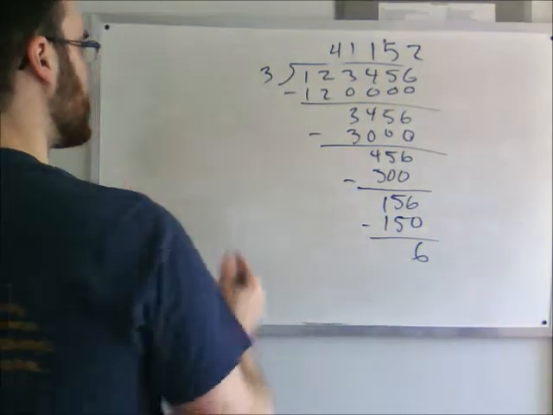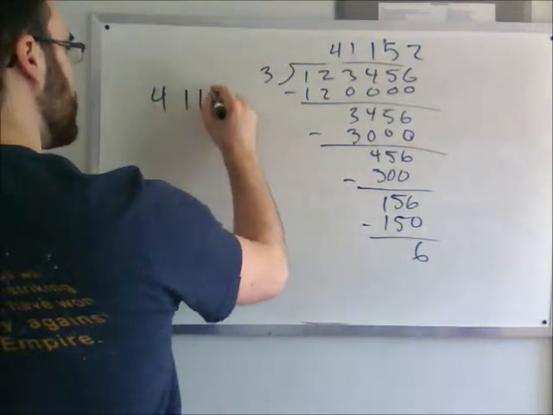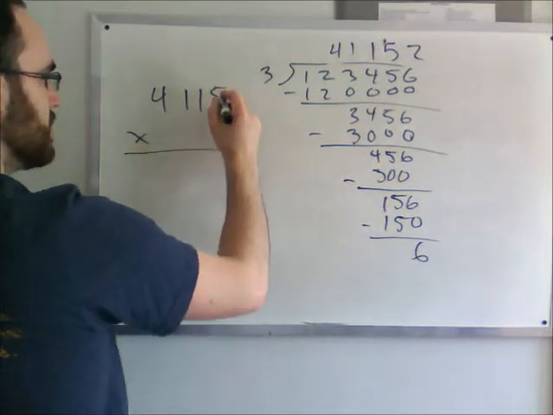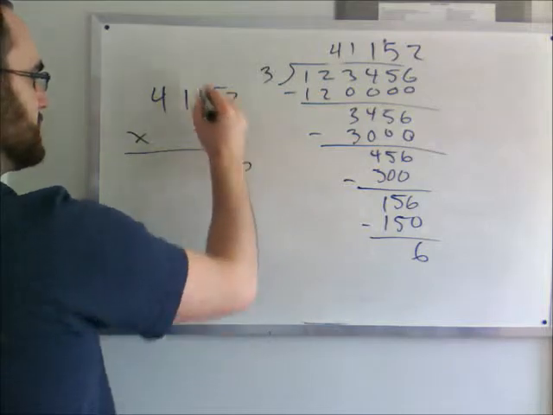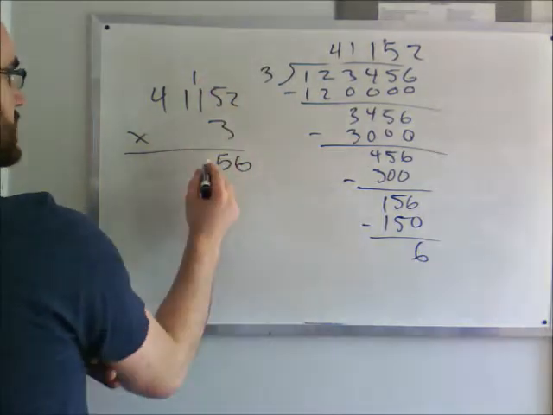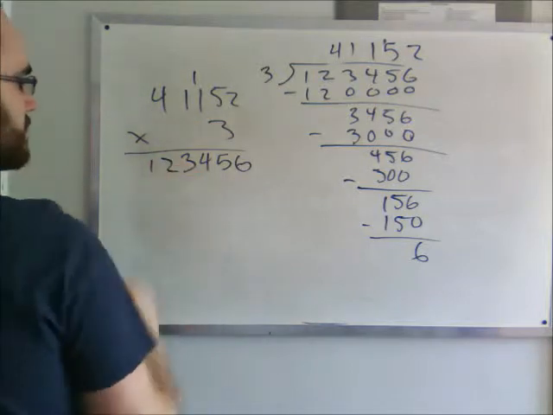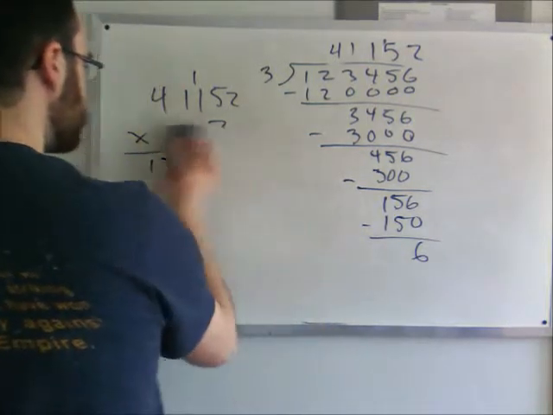So let's multiply this back out. 41152 times 3 is going to be equal to 3 times 2 is 6. 3 times 5 is 15. 3 times 1 is 3 plus 1 is 4. 3 times 1 is 3. And 3 times 4 is 12. So we know we've solved it for the right answer.